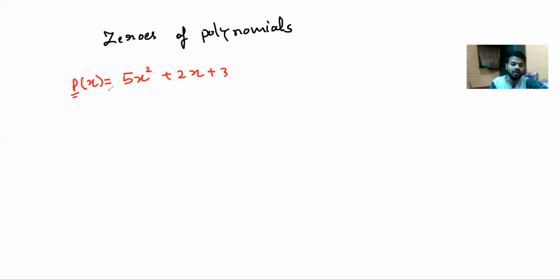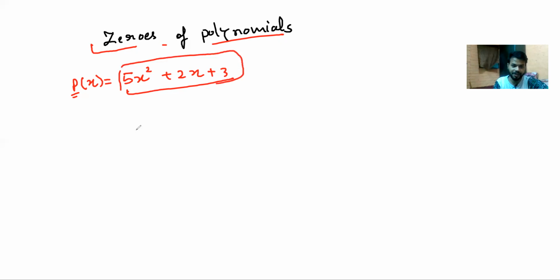Now we are interested to know what is the zeros of a polynomial. Basically, the zero of this polynomial is that value of x for which the value of this whole polynomial is 0. Okay, for example, can we find the value of this polynomial for different values of x? Let us understand how to do this.